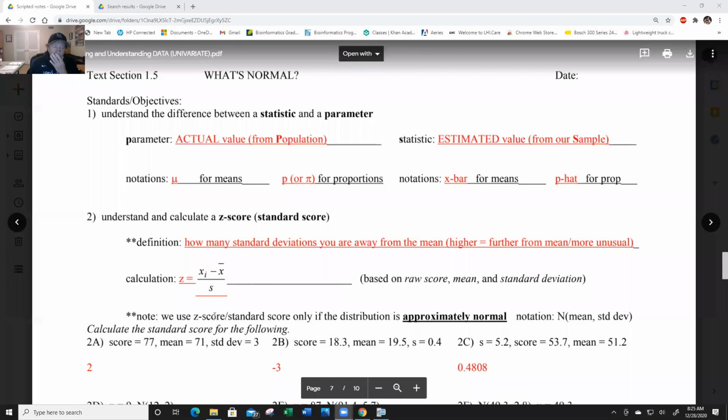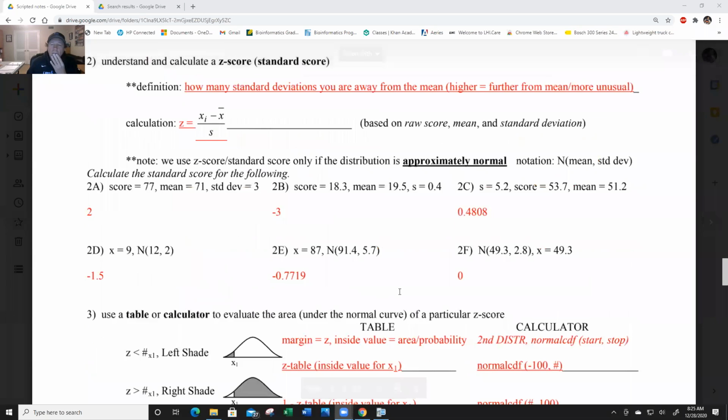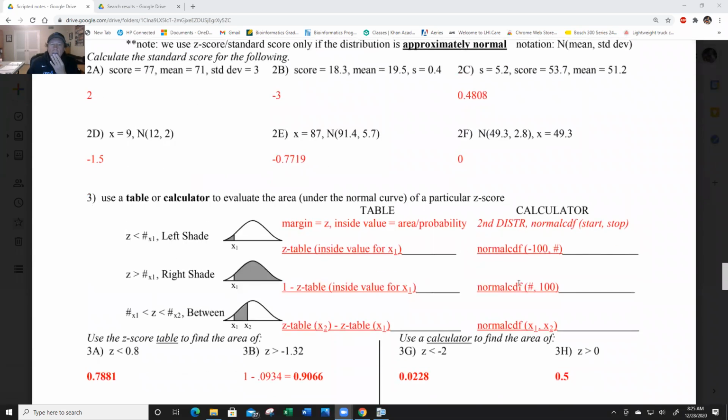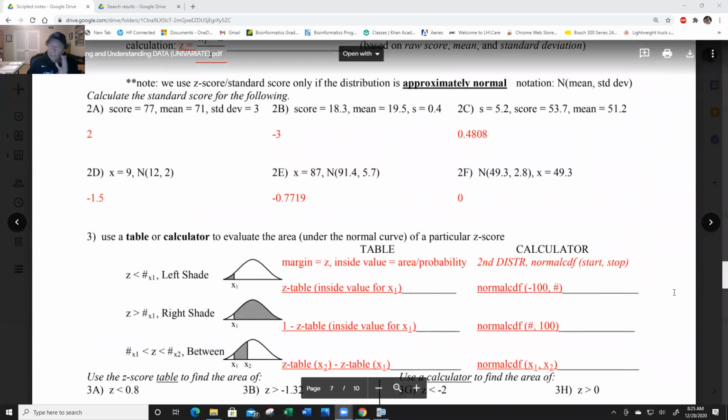Great. So we're going step by step here. Step one in part two: I just want you to calculate the z-score on these. Just calculate it. No problem at all. So we have our score, the mean, and the standard deviation. I'm going to go 77 minus 71 divided by 3. No problem. And that's 2.0.